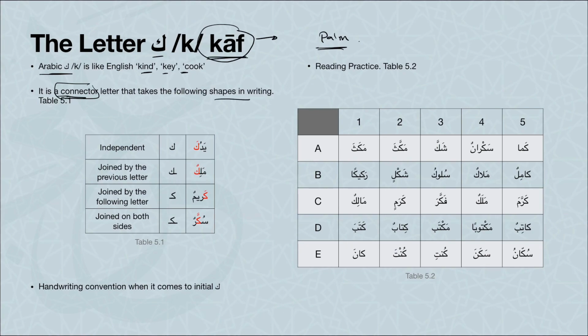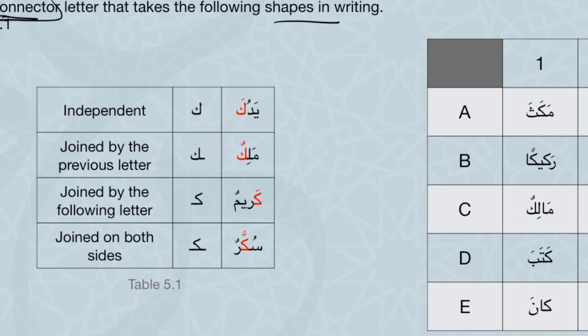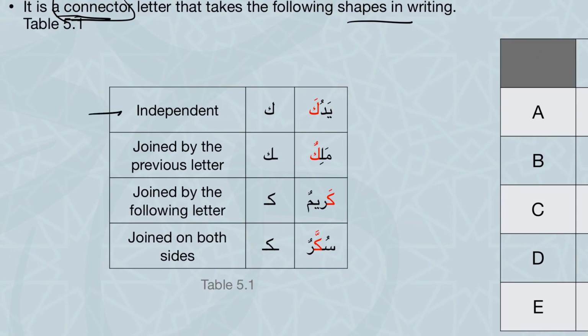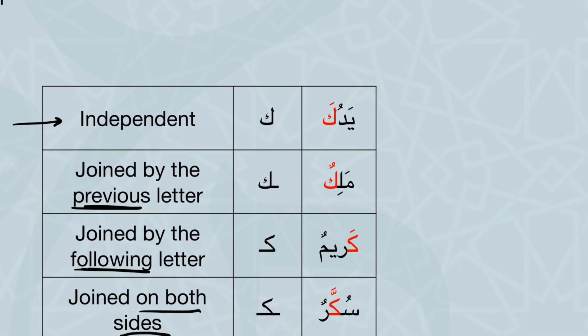As we see in the table here, if we zoom in, we find that kaf has an independent form. It can be joined by a previous letter, it can be joined by a following letter, and it can be joined on both sides. Independent, it is a very simple letter to write. It resembles lam, but it's more flat. It doesn't have a round belly like lam. Lam is written like this, but kaf is more flat, and you put a small hamza in the middle. It's not a hamza, it's just a symbol.